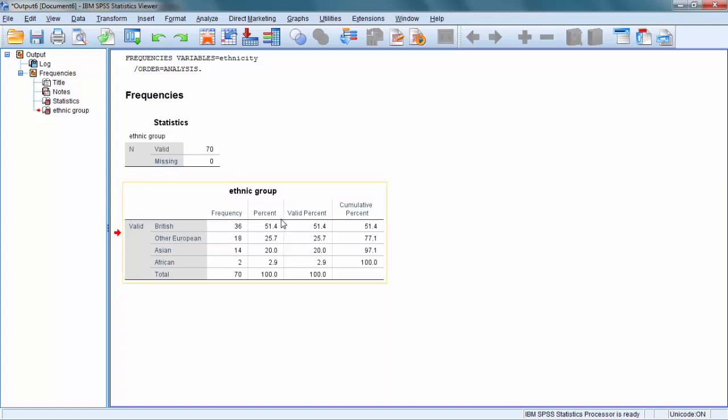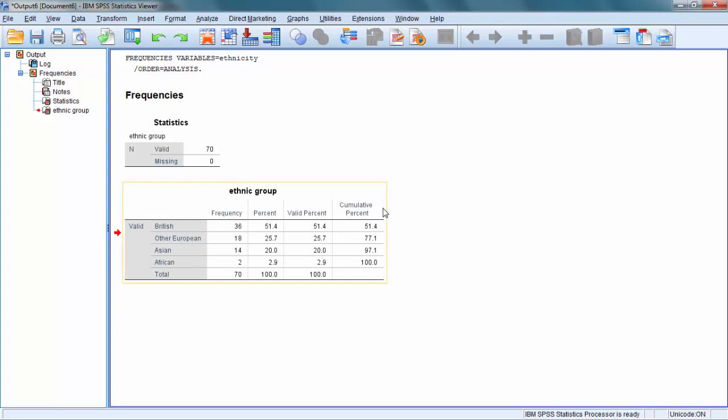The next column shows how this incidence converts into relative frequency or the percent of respondents. 36 out of 70 equals 51.4%. And then we have 25.7% that were other European, Asian, etc. Now, percentage figures take into account all the responses, both the valid and the missing. However, this next column called valid percent takes into account only the valid responses. So had there been any missing responses, the percentages in this column would have been calculated on the basis of valid responses. Because everybody in our sample replied, the percent is equal to valid percent.